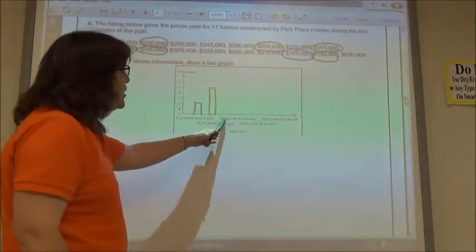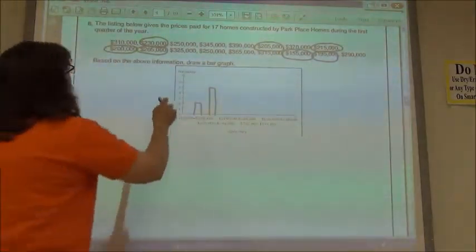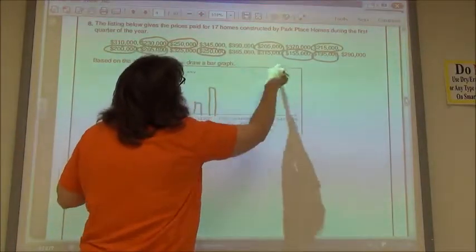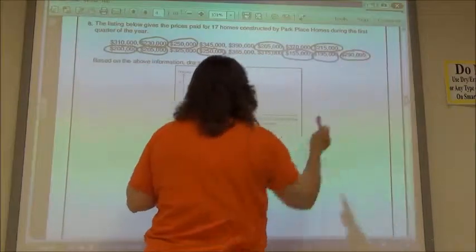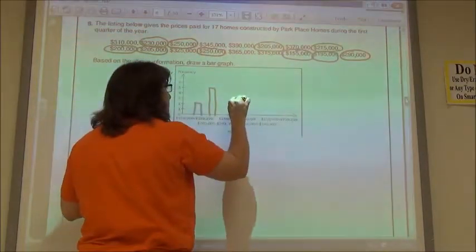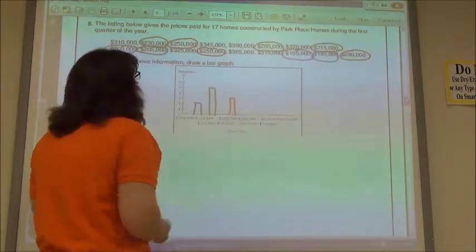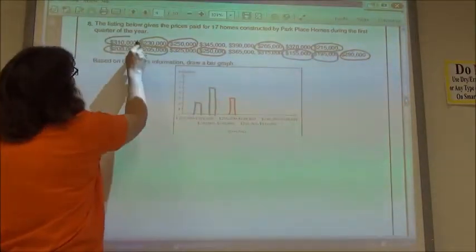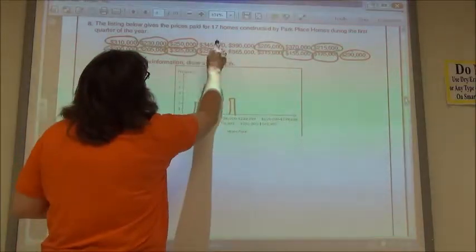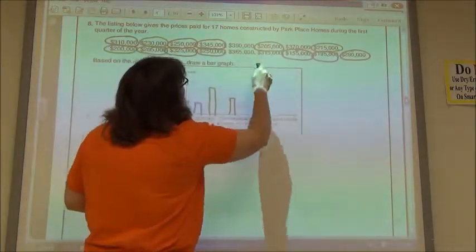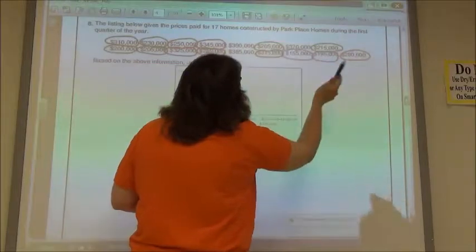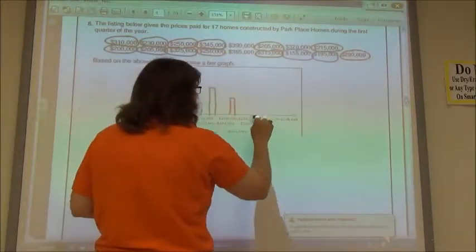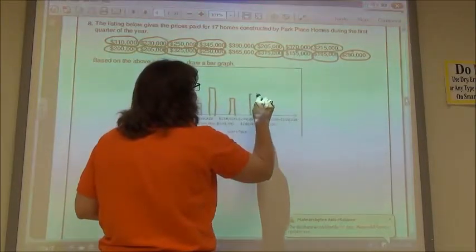Then we got the next section, $250 to $299. So we've got a $250, another $250, and a $290. So 3. Then we got $300 to $349. So $310. $325, $345, too big, $315. So 1, 2, 3, 4. Put that in the middle here.